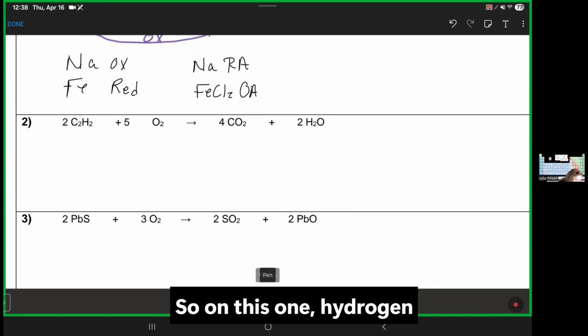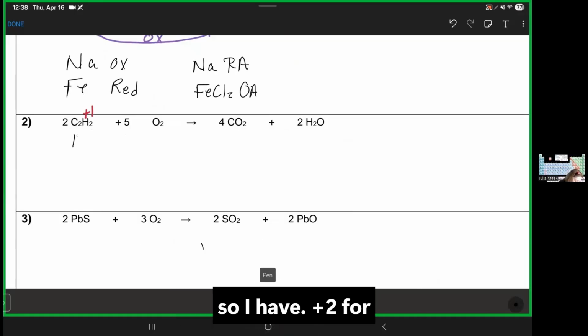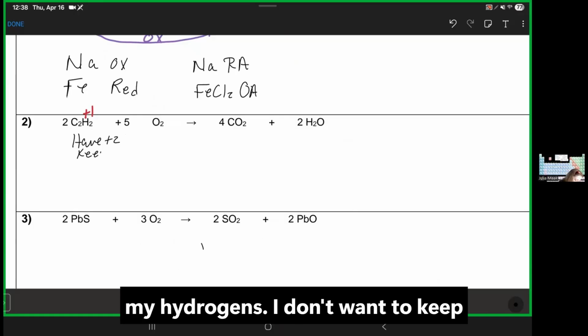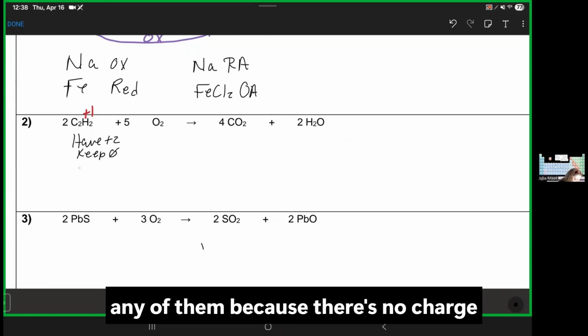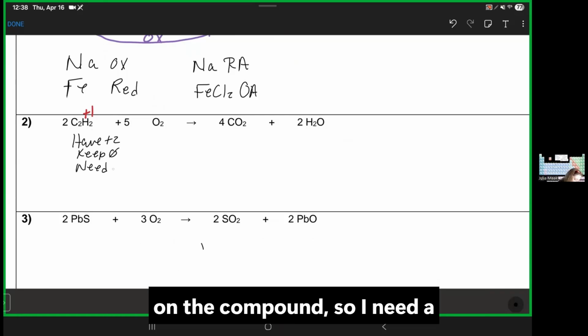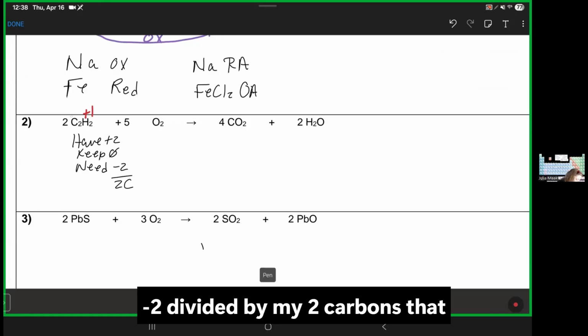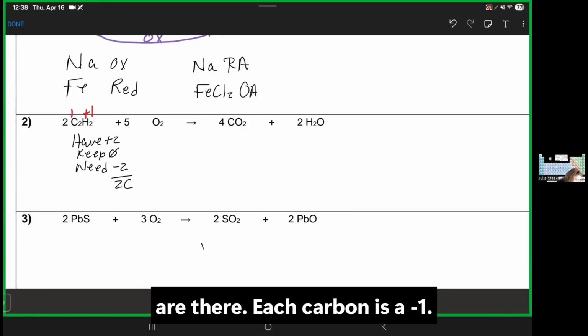So on this one, hydrogen in the compound is +1. So I have +2 for my hydrogens. I don't want to keep any of them because there's no charge on the compound. So I need a -2 divided by my 2 carbons that are there. Each carbon is a -1.